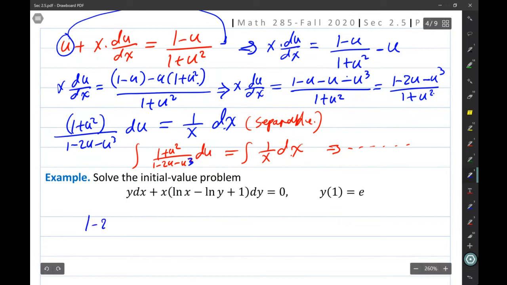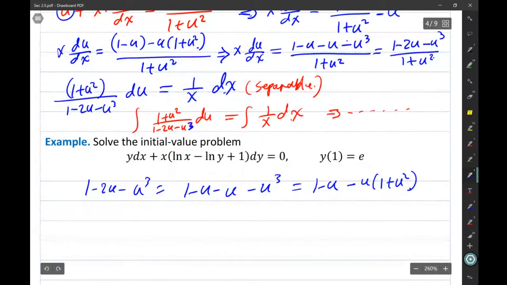Now look, 1 minus 2u minus u cubed is 1 minus u minus u minus u to the power 3. Now from the second we get 1 minus u minus u times 1 plus u squared. Alright, now from the first term and the second from the second, and the third, you can take minus u as a common factor. What will this give us here? I mean, what is the factorization here? This is 1 minus u minus u times 1 plus u squared. Who can tell me what we do here?